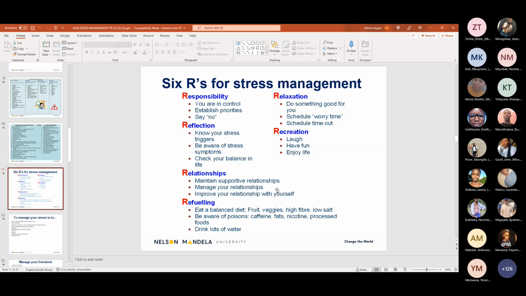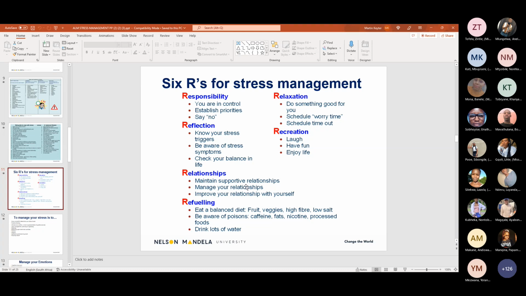So, the 6 R's for stress management. Responsibility: you are in control, establish priorities, and be able to say no. Why is saying no so important? You need to be able to put yourself first and set your boundaries so that your needs are prioritized and so that you can meet your own needs. Reflection: know your stress, be aware of stress, check your balance in life.